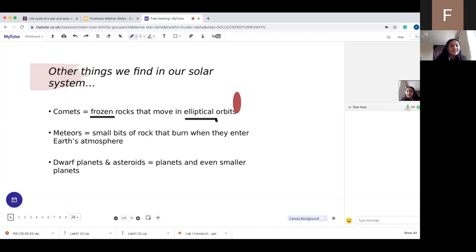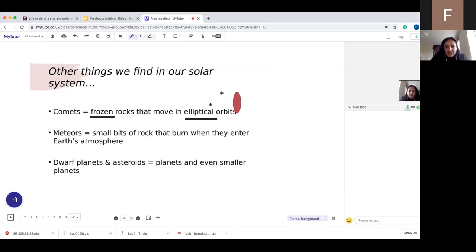Then we have dwarf planets and asteroids. So dwarf planets, I'm sure you know Pluto got made a dwarf planet, quite sad. And then we have even smaller planets, which are asteroids. So asteroids are basically like failed planets. So too small to become a planet. They're not big enough to be a dwarf planet, but they're too big to be a meteor. So they sit in that in-between phase where they just didn't quite make a planet. Okay, so that's other things that we have in our solar system. Pluto is still a part of our solar system. It's just not considered one of the planets anymore.